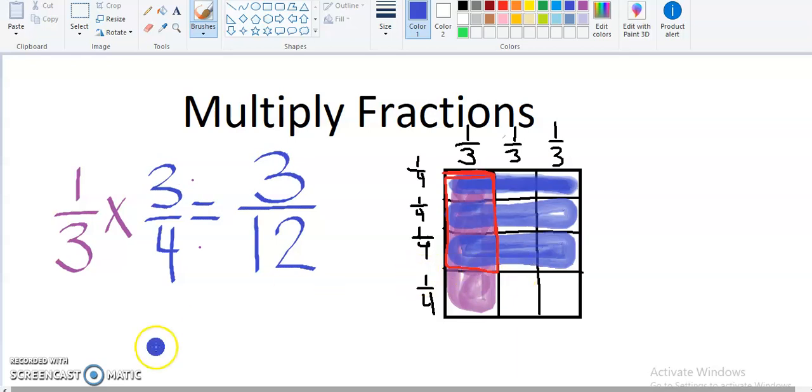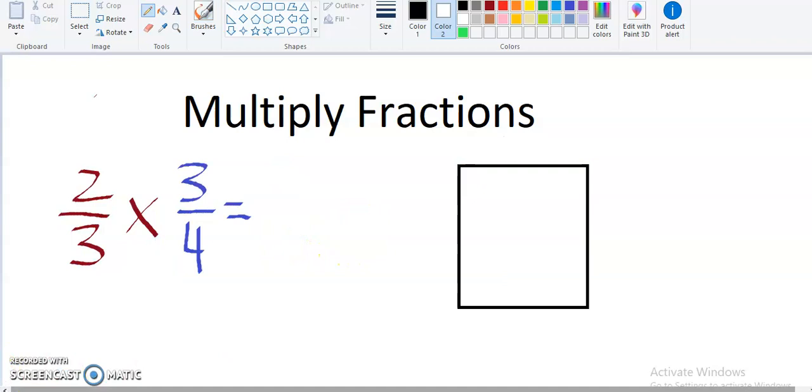Now let's look at the numerators. 1 times 3 equals 3. 3 times 4 equals 12. So the algorithm when you multiply fractions is to multiply the numerators across and the denominators across.